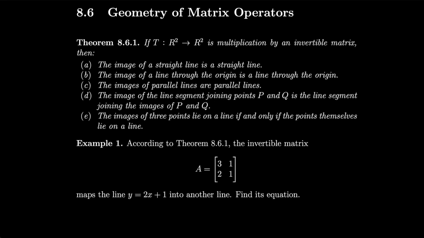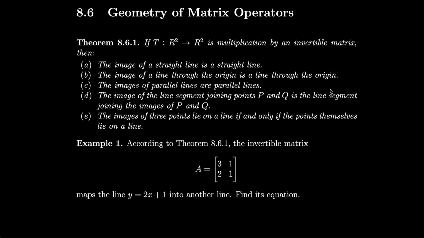Section 8.6, Geometry of Matrix Operators. If T from R2 to R2 is multiplication by an invertible matrix, then the image of a straight line is a straight line, the image of a line through the origin is a line through the origin, the images of parallel lines are parallel lines, the image of the line segment joining points P and Q is the line segment joining the images of points P and Q, and the images of 3 points lie on a line if and only if the points themselves lie on a line.